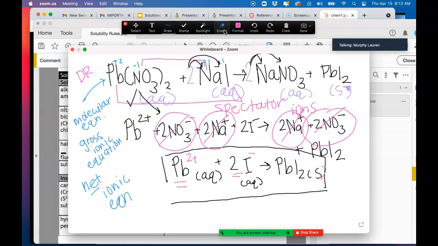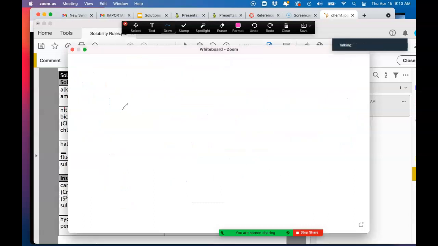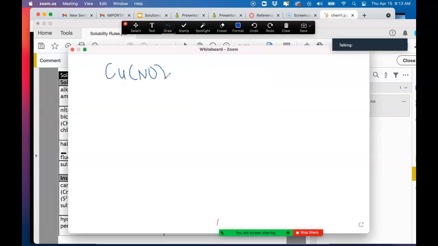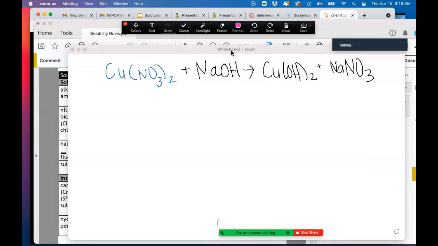Now, the first thing I'd like you to do is we're going to practice predicting the products of the reaction. So I would like you to please take a moment to predict the products and then balance your reaction. Any questions on predicting the products? Nitrate is -1, so that made the copper +2. Hydroxide is -1, sodium's +1. So the copper's pluses and minuses are what go together, remember.